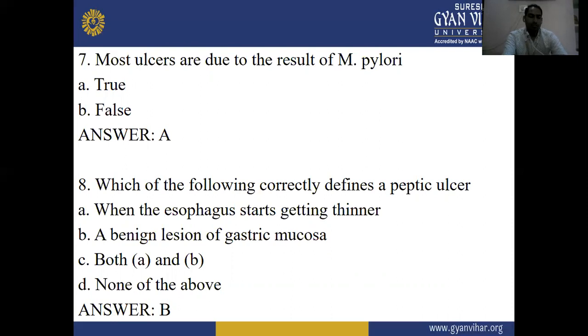Next question: which of the following correctly defines peptic ulcers? Option A is when the esophagus starts getting thinner. Option B, a lesion of the gastric mucosa. Option C, both A and B. And option D, none of the above. The right answer is B, a lesion of the gastric mucosa.